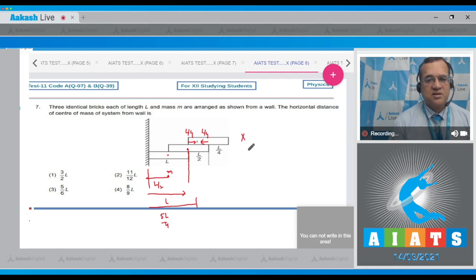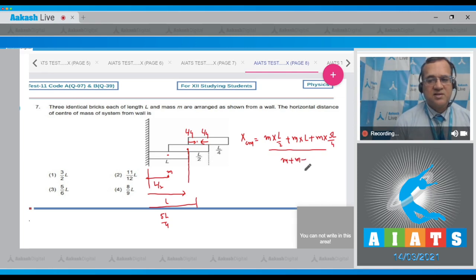Now you know the x coordinate is equal to mass into first distance, plus mass into second distance, which is L, plus mass into third distance, which is 5L by 4, divided by m plus m plus m. That's the location of the x coordinate of the center of mass. So solving this question, x comes to be equal to 11 by 12 of L. So that's the answer. So the second option is the correct option.